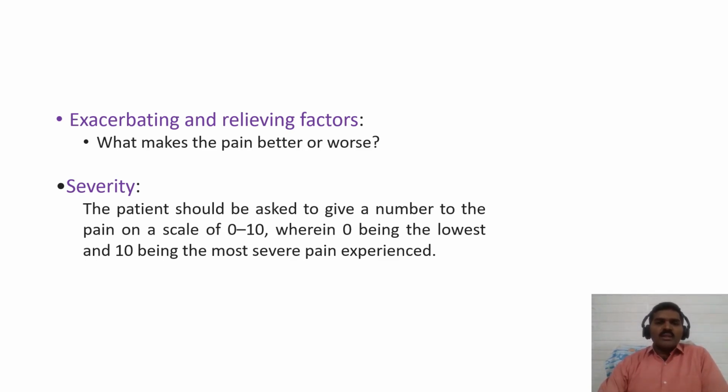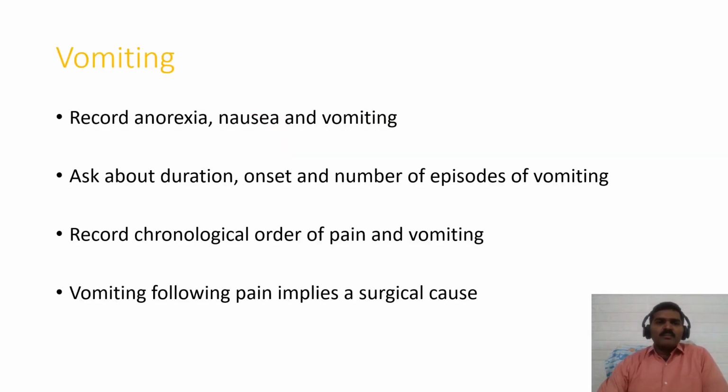Vomiting. Record anorexia, nausea, and vomiting. Ask about duration, onset, and number of episodes of vomiting. Record in chronological order of pain and vomiting. Vomiting following pain implies usually a surgical cause.